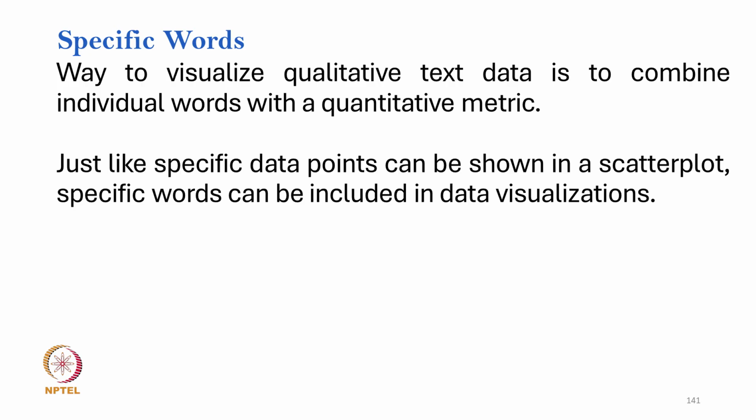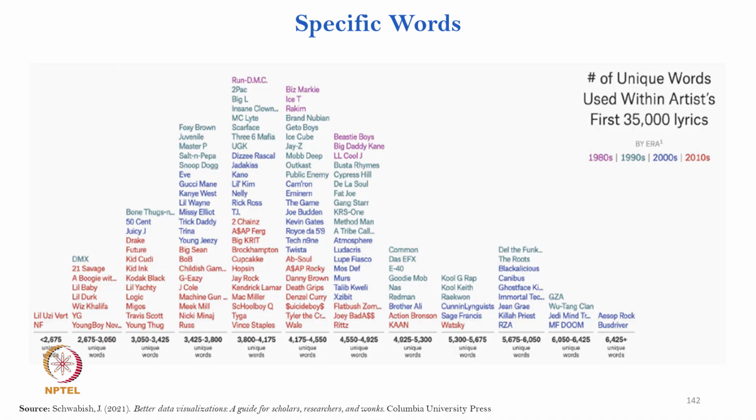Another way to visualize qualitative text data is to combine the individual words within a quantitative matrix. Just like specific data points can be shown in scatter plots, specific words can be included in the data visualizations.